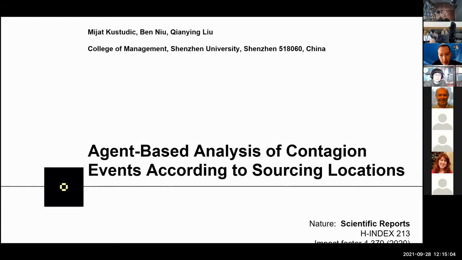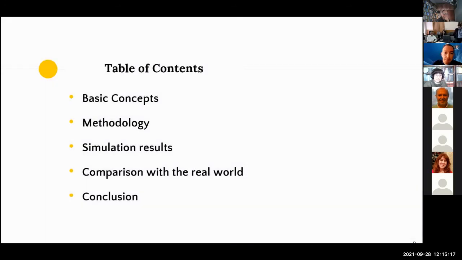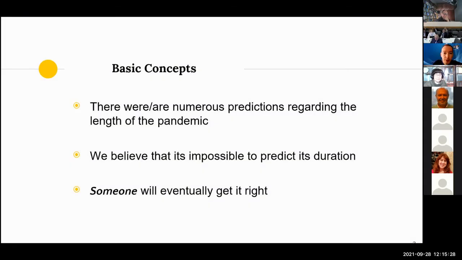So this is a paper I wrote for Scientific Reports, Nature. It's called Agent-Based Analysis of Contagion Events According to Sourcing Locations. So what I did is I explored the basic concepts of how disease spread. So this is the table of contents, and I will just start with my topic.